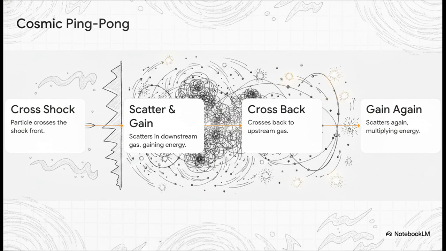A particle crosses the shock from the quiet upstream gas into the violently moving downstream gas. Because the downstream gas is moving relative to the upstream, it acts like a giant wall moving toward the particle. Whack! It gains energy. Then it scatters and diffuses back across the shock into the upstream. But wait, relative to the downstream, the upstream gas is also moving toward it. Whack! Another head-on collision. The particle just bounces back and forth, multiplying its energy on every single pass without fail.